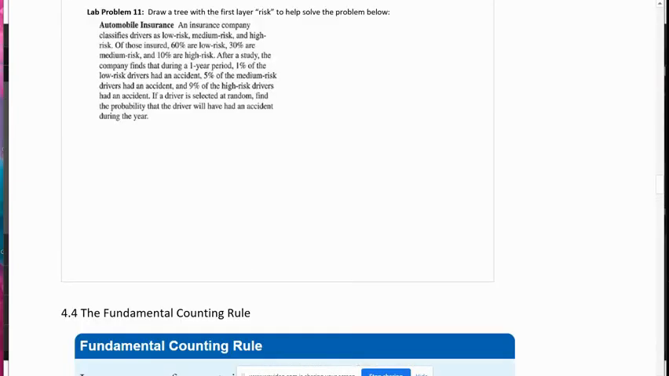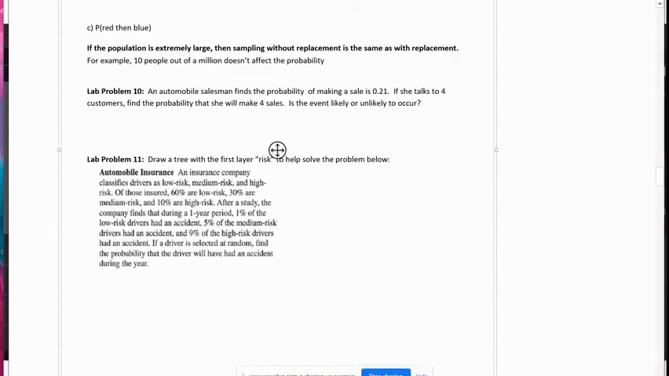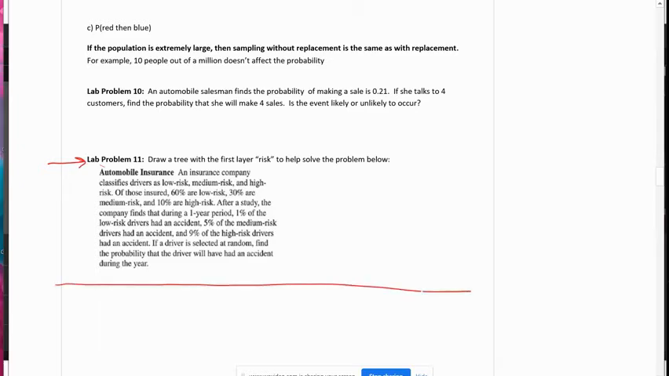So you're going to continue on in your packet, and once you get to lab problem 11, go ahead and do that, and then stop. And then you can continue on with this video. So you're just pausing your video, doing the student notes portion, which you'll submit later on after that chapter 4 packet's all done, and then press play when you're ready to continue with this lesson.